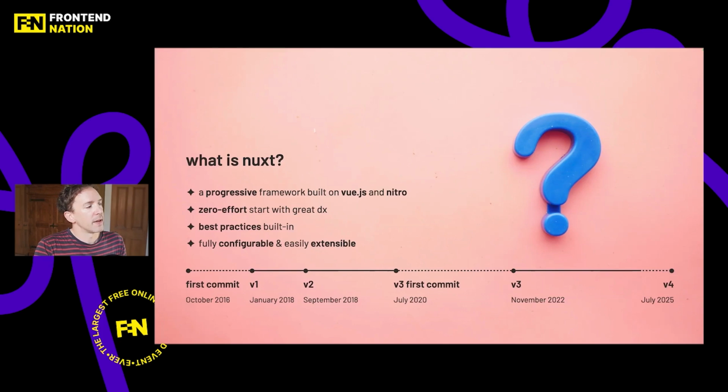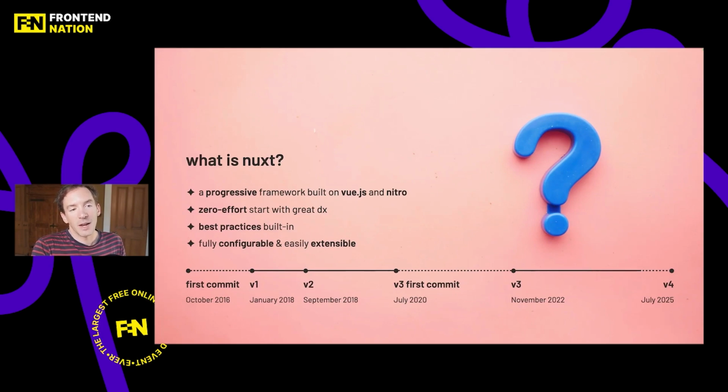Originally, it was created by Sebastian and Alexander Chopin. Just to be clear, not by me. I joined later on, about the time that we started rewriting it entirely for version 3. In fact, I'm not sure there's a single line of code that still remains the same between 2 and 3. And we rewrote Nuxt entirely. It was a huge, ambitious rewrite.